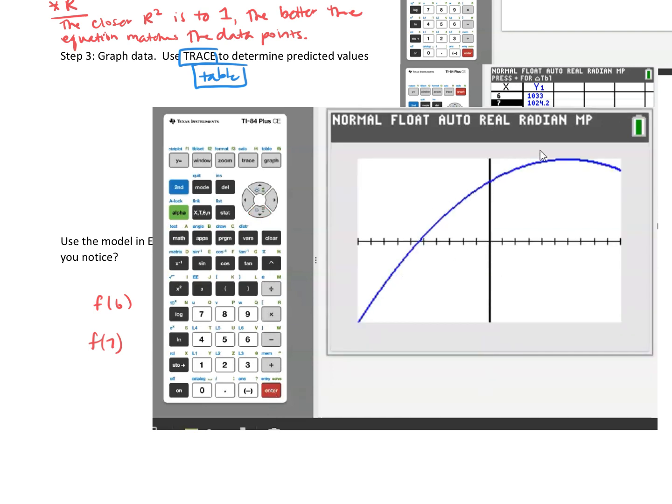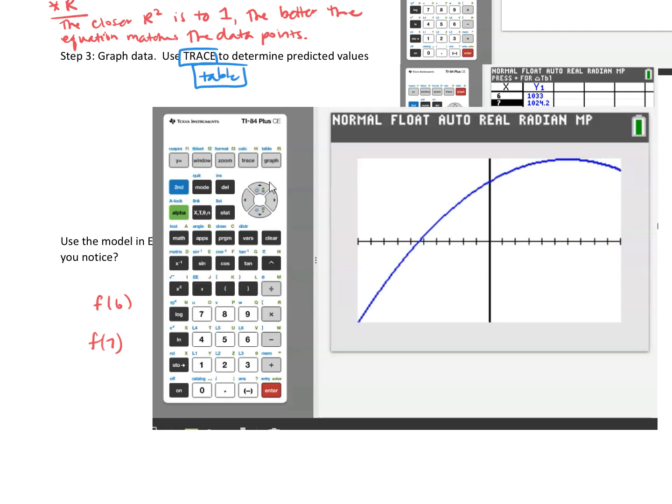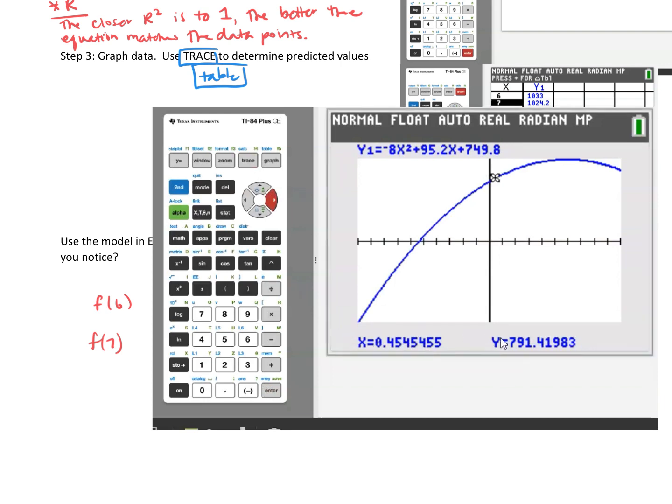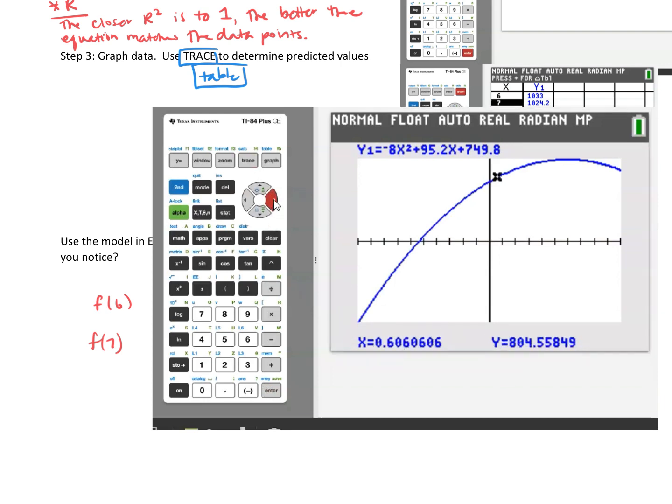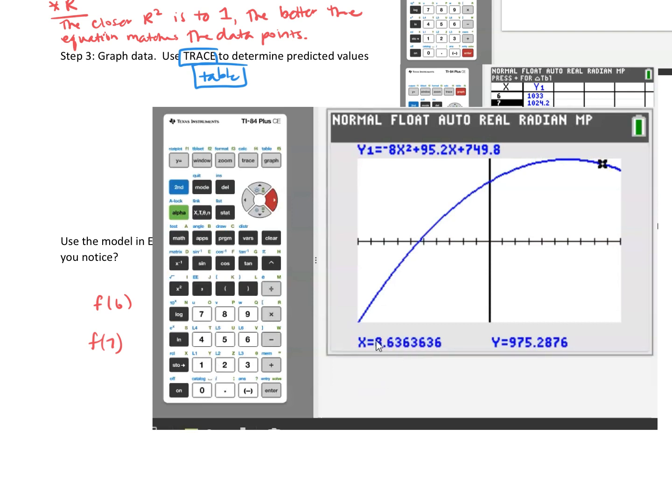We can see that it is a parabolic shape. I can see the vertex is up here. If you hit trace, you can arrow over and you can see ordered pairs on the bottom. So if I needed to use this model to predict, when our x value is anything else, beyond what our table of values showed, we can use this as a prediction tool.